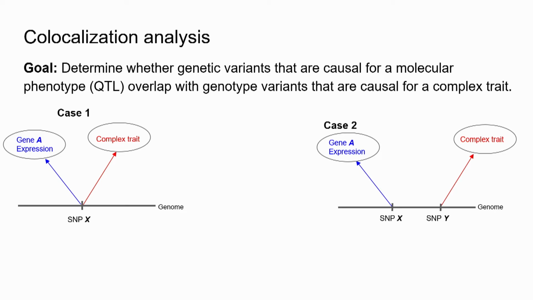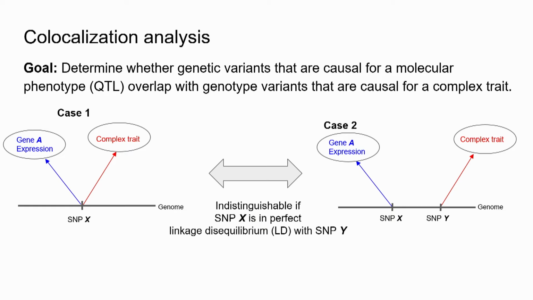So this is actually a fairly complicated task in practice, and I'll show you why with these two cases. So case one on the left, we have our true colocalization. Meanwhile, case two on the right, we have separate QTLs and GWAS hits, so we don't have a colocalization. So it turns out that if SNP-X here is perfectly correlated, or in genetics lingo we say in perfect linkage disequilibrium, or LD, with SNP-Y, then these two cases are going to be indistinguishable.